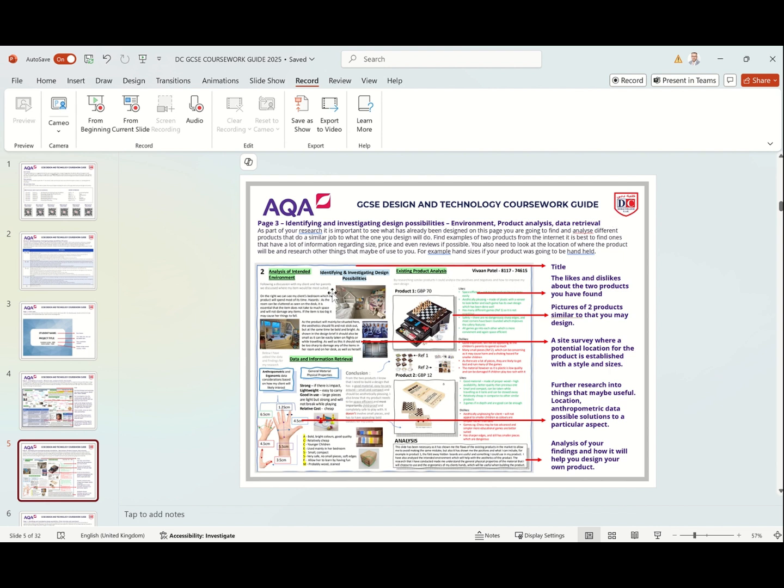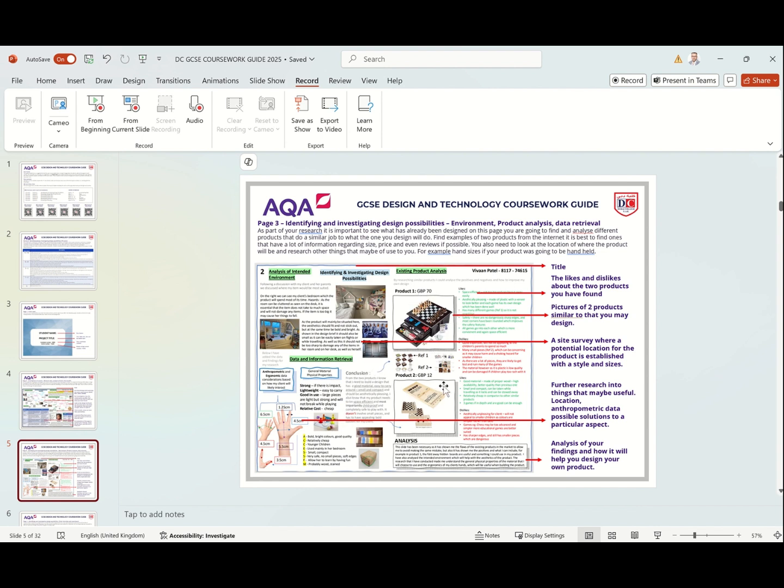Okay, so we need to do a site survey. We need to think about where the product's going to be placed. We need to analyse that, figure out potential sizes maybe, and think about analysing that. We need to then think about how someone's going to use our product. There may be anthropometric or ergonomic data that's collected here, depending on your product, and then we need to do a detailed product analysis.